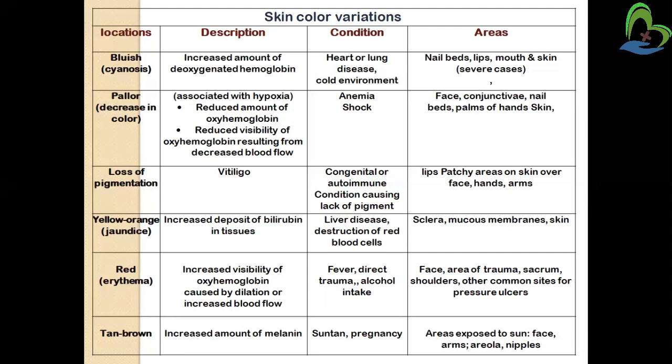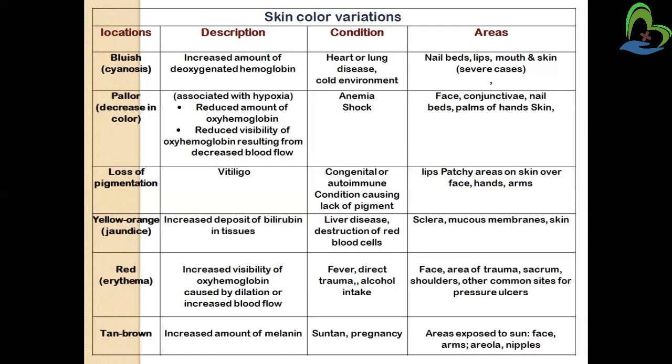The next one is yellow-orange, meaning jaundice, increased deposit of bilirubin in tissue. It usually happens in liver disease and destruction of red blood cells. The areas of observation are sclera, mucous membrane and skin.